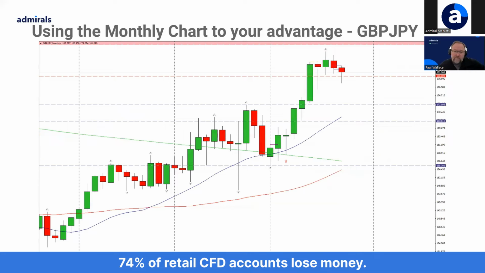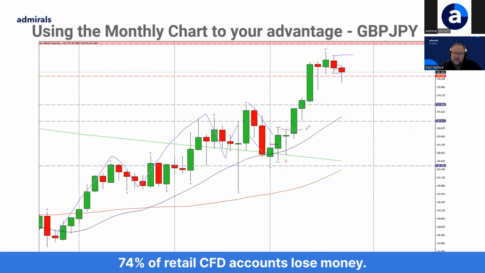Also, a couple other examples. This is pound against yen, and we'll come back to it, but I have been interested here. Once again, pound against yen had been in a nice uptrend, a bit like Aussie yen. It's a monthly chart, and a little earlier in the year, price had pulled back here, and then we had a bullish monthly candle.